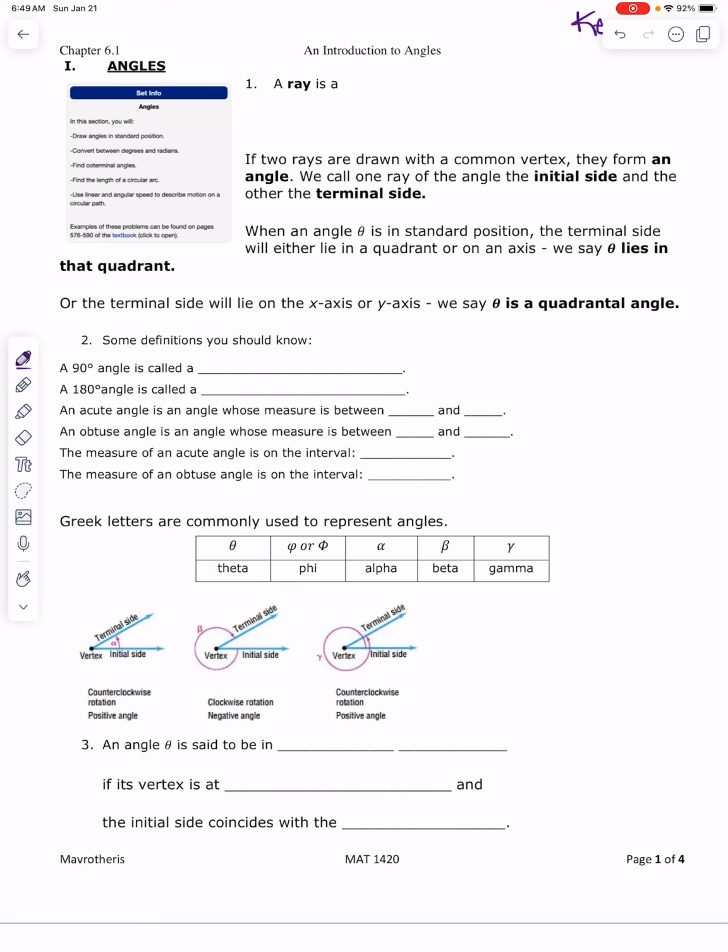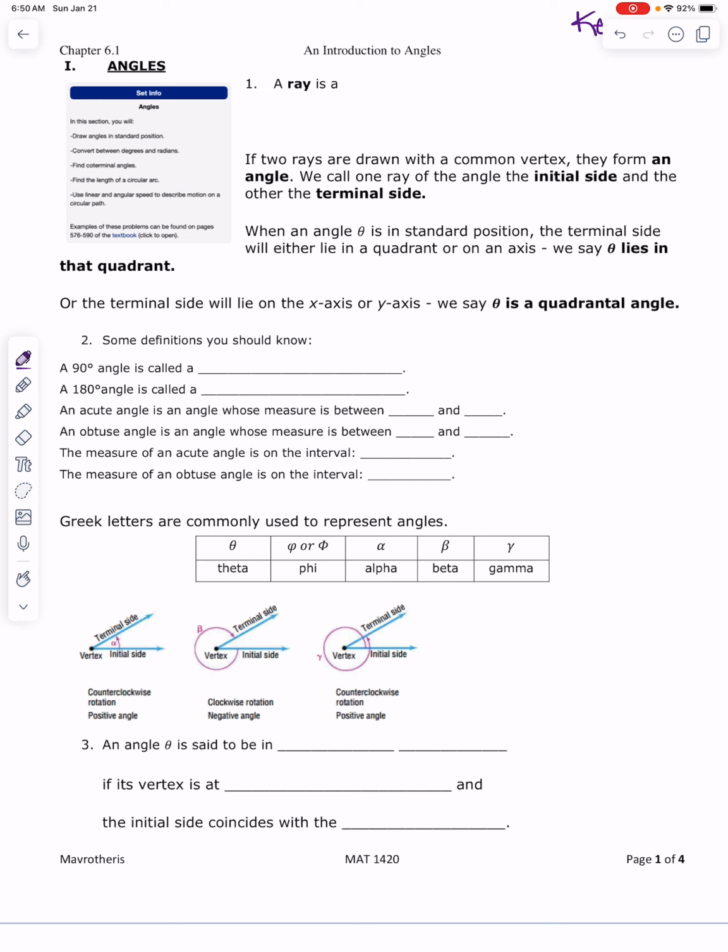Welcome. These are the chapter 6.1 notes, an introduction to angles, degrees, and radian measures. We are going to start by making sure we all have the terminology under control and we are using the same words to describe things. We understand what those mean.